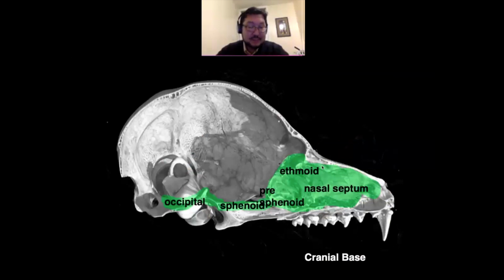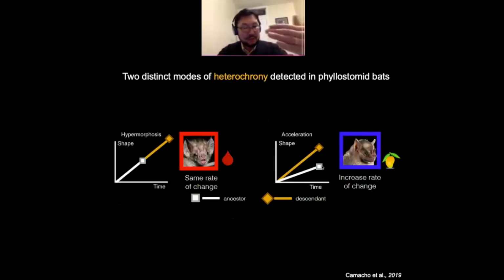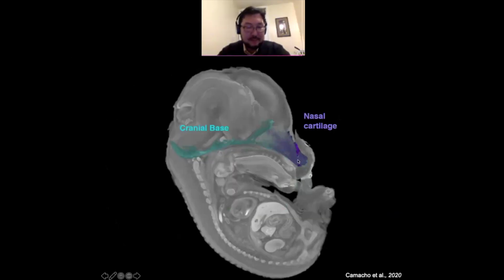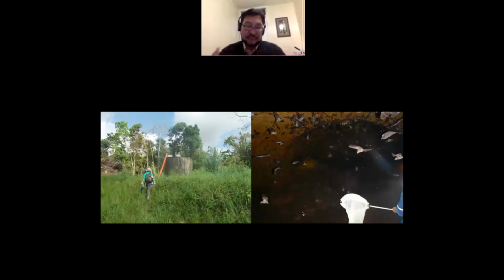And to understand how that's possible, we wanted to look one level below, that is, at the cells and tissues. If you look at the skull, these are the structures inside the skull which support the face. These are the nasal septum and some of the other cartilage and bones, which are indicated here. These begin to develop in the embryos. This is the embryo of a bat, with a nasal cartilage here and cartilages of the cranial base. So we wanted to focus on the cells inside the embryo to understand how this morphogenesis, the formation of the shape, was taking place. For this, we wanted to collect embryos.